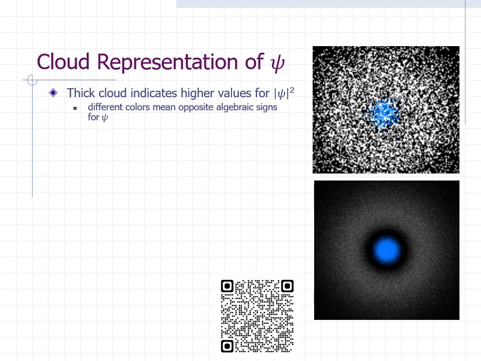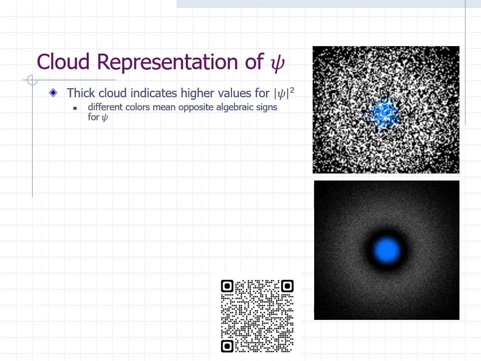To visualize the probability of finding the electron around the nucleus, we can examine cloud representations of the wave function, like the one shown here. In these representations, the cloud is thicker in regions where the square of the absolute value of psi is larger. In other words, the cloud is thicker in regions where the electron is more likely to be found. Often, the cloud is color-coded to indicate the algebraic sign of the wave function. This facilitates visualization of the nodes.